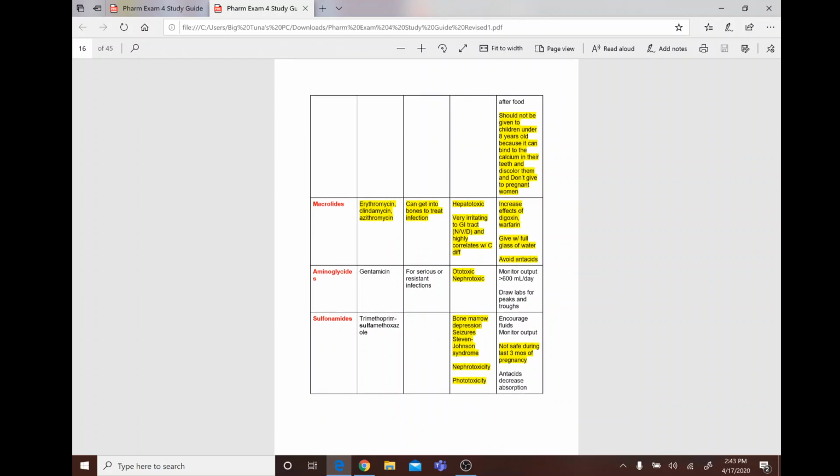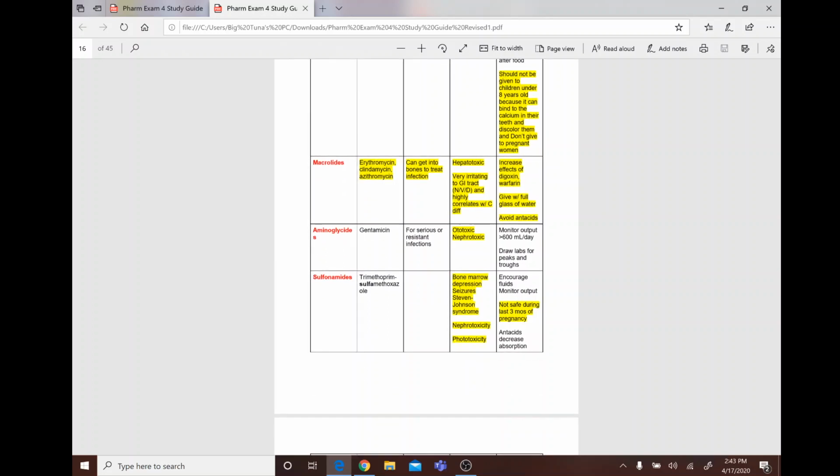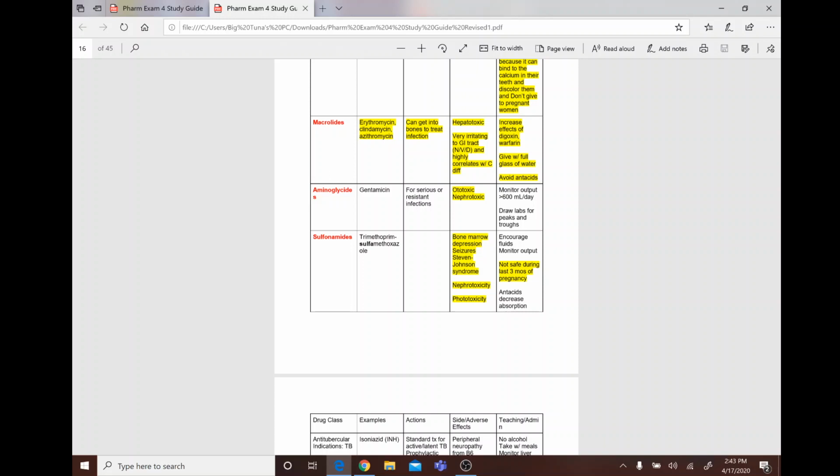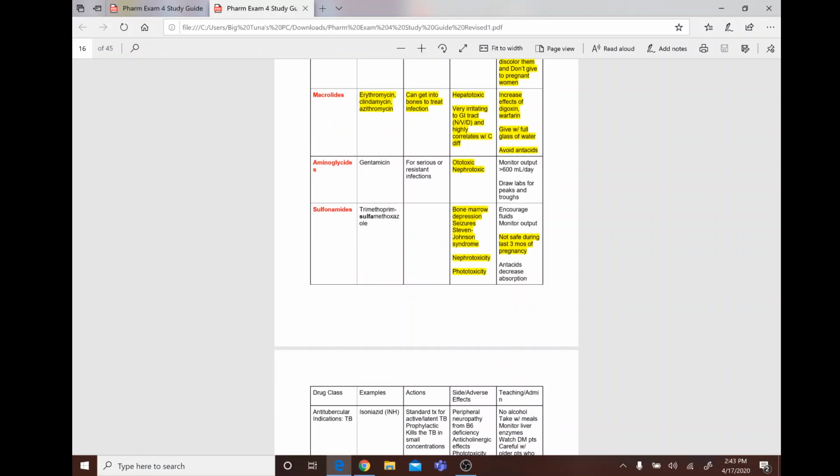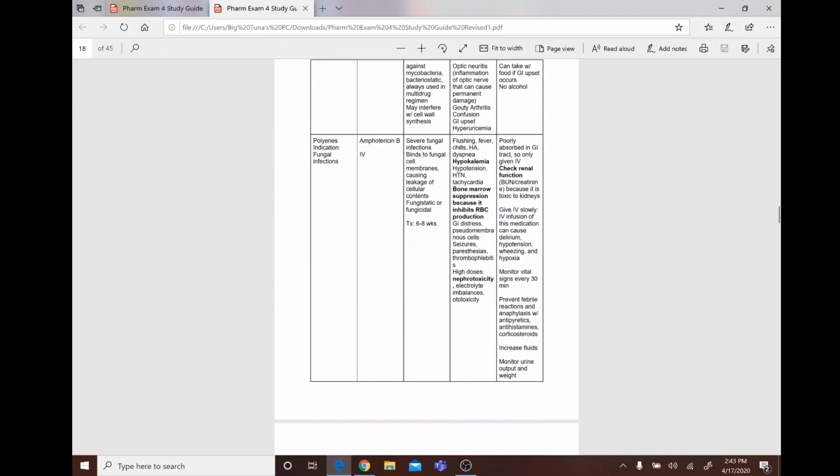What are the side effects of aminoglycosides? Ototoxicity and nephrotoxicity. What are the side effects of sulfonamides? Bone marrow depression, seizures, Stevens-Johnson syndrome, nephrotoxicity, and phototoxicity. What are sulfonamides contraindicated in? The last 3 months of pregnancy.